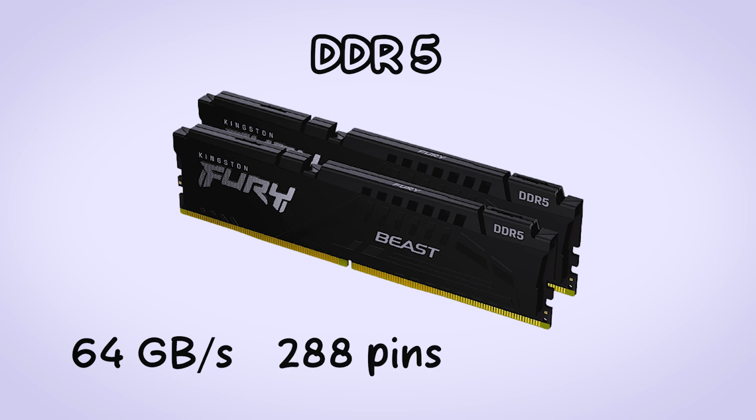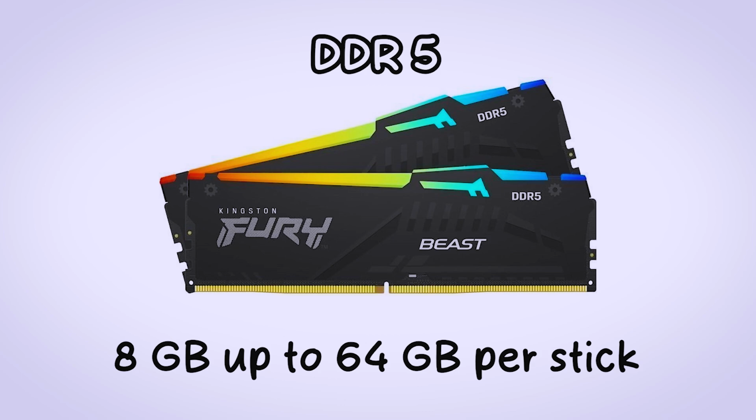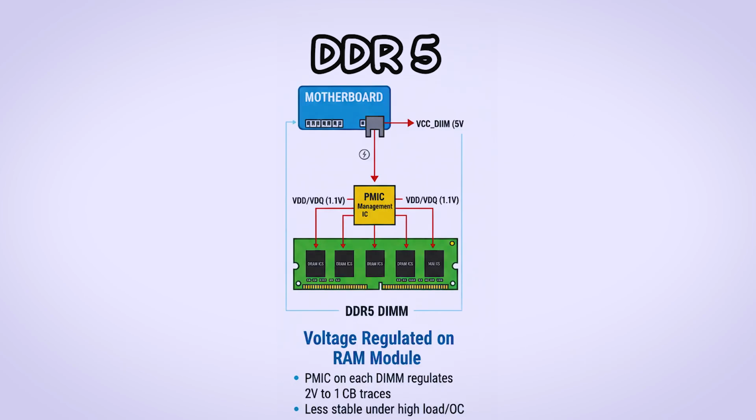DDR5 uses 288 pins like DDR4, but the notch position changed again so you can't accidentally install it in the wrong slot. Module capacities begin at 8 gigabytes and currently max out at 64 gigabytes per stick, with future modules expected to reach 128 gigabytes. But here's where it gets interesting.